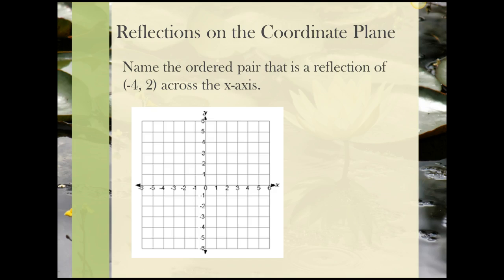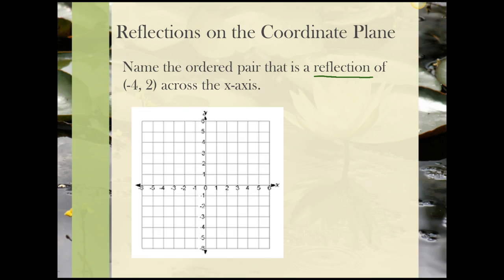Name the ordered pair that is a reflection of -4, 2 across the x-axis. A reflection is the coordinate grid version of finding the opposite integer. First we plot the point, and then we find the point that is the same distance across one of the two axes. First, let's plot -4, 2.